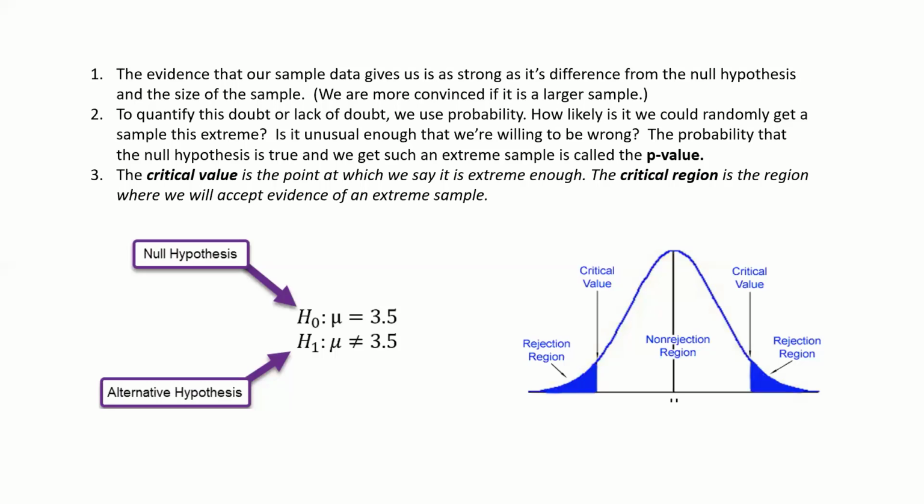The critical value is the point at which we say it's extreme enough. My sample's weird enough. And the critical region is also called that rejection region, where we'll accept evidence of an extreme sample.